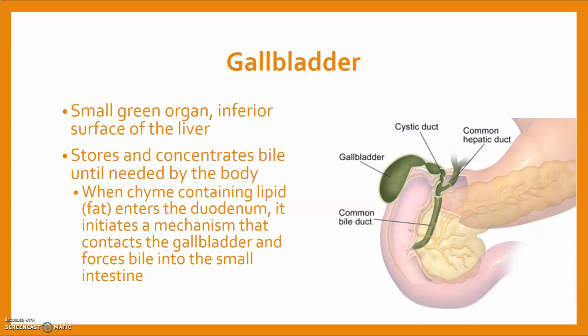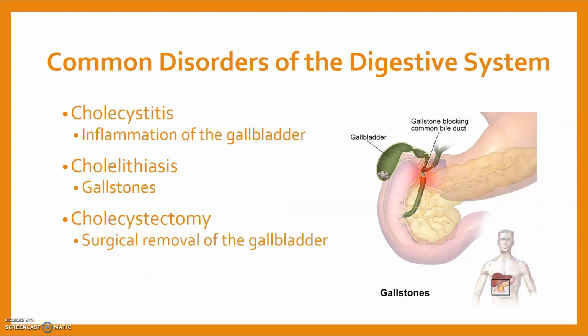So when chyme, remember that soupy substance that has fat or lipids in it, enters the duodenum, that first segment of the small intestine, that's going to trigger the gallbladder to contract and force that bile into the small intestine so that the fat can be digested. Now, the gallbladder also has some common disorders associated with it.